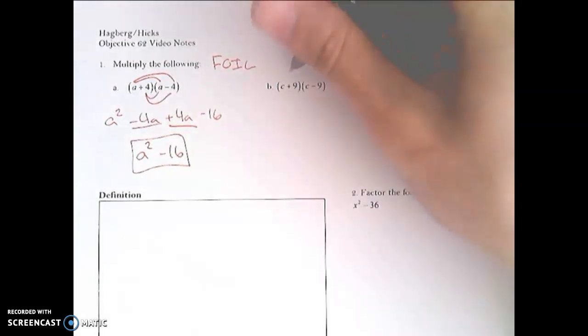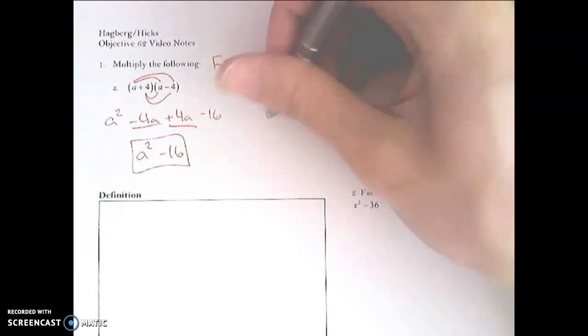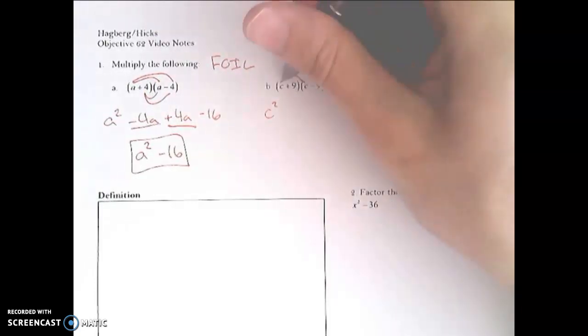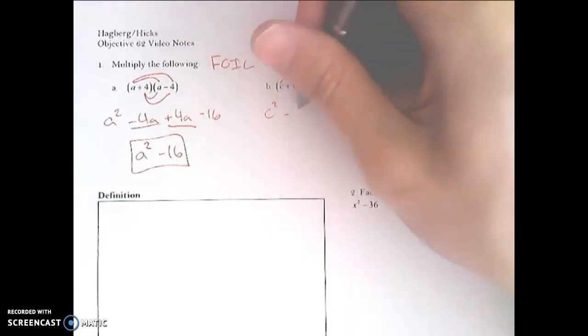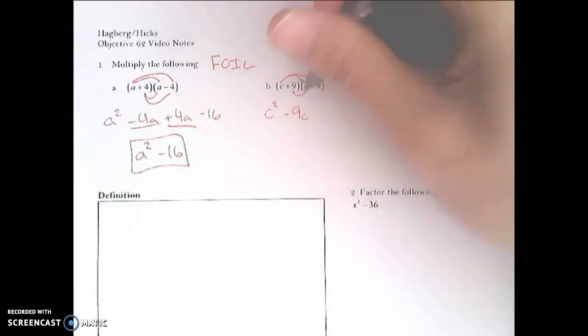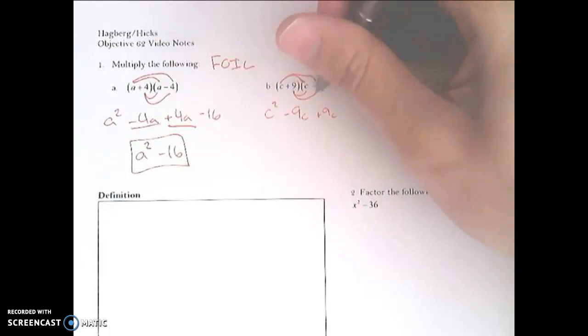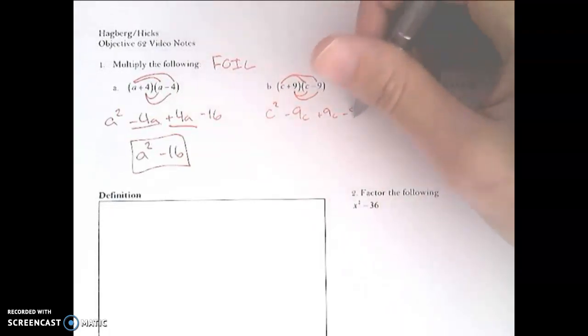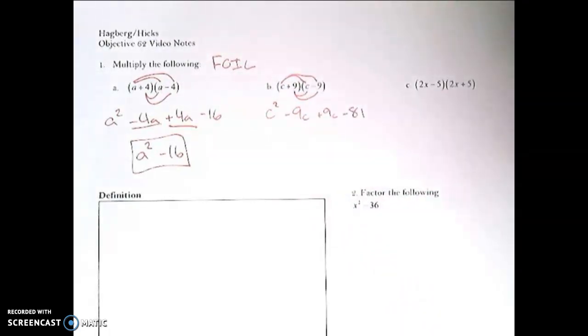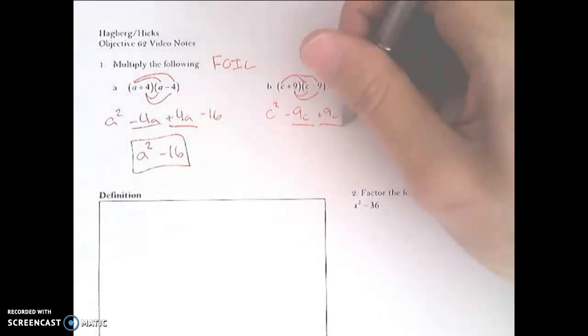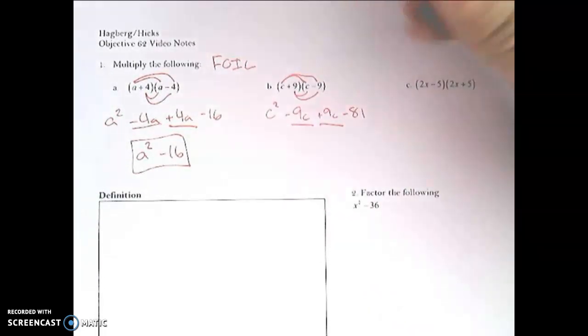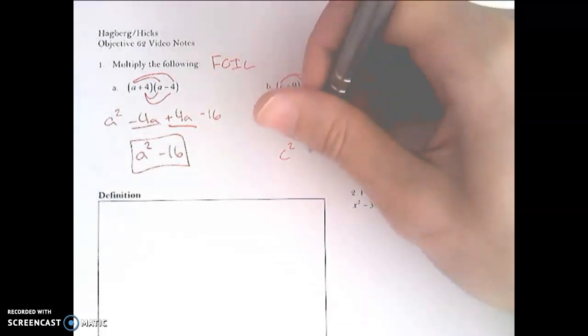Next up, we have c plus 9 times c minus 9. So first, outer, inner, last. C times c is c squared. Outer is negative 9c. Inner is positive 9c. And last, we have negative 81. Again, we combine like terms. Negative 9c and a positive 9c cancel. So we have c squared and then a minus 81.